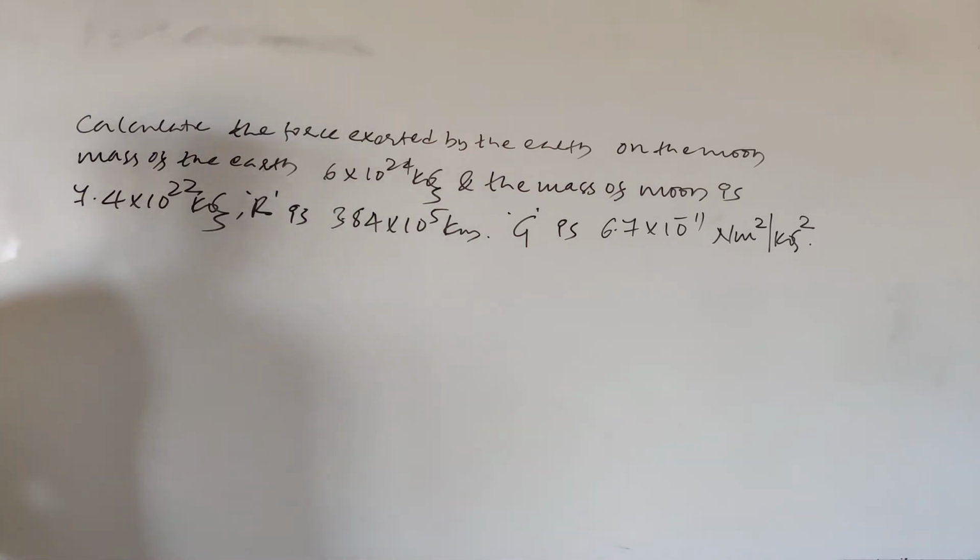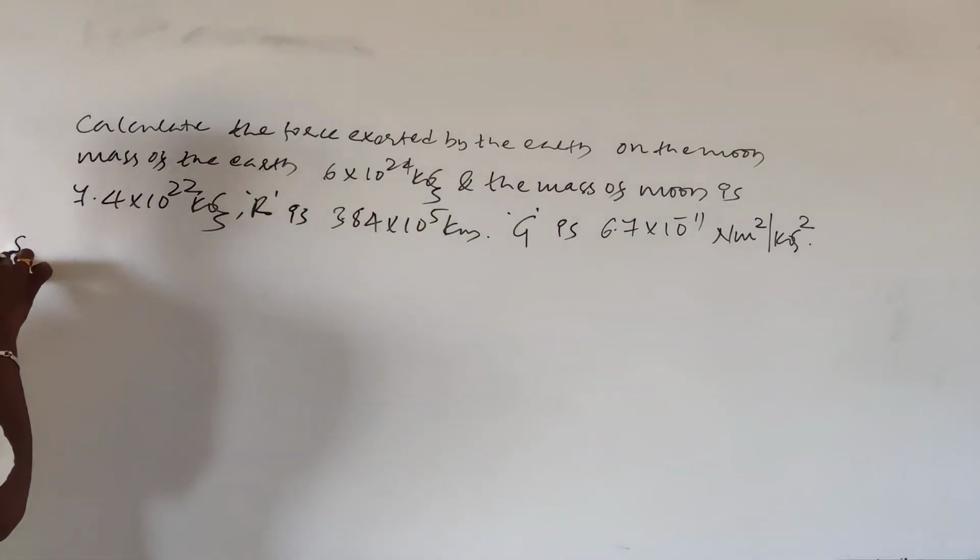One is the mass of the earth, given, another one is the mass of the moon, given. The distance between those two is also given, right? So now we are going to consider. First I am going to take the solution here.